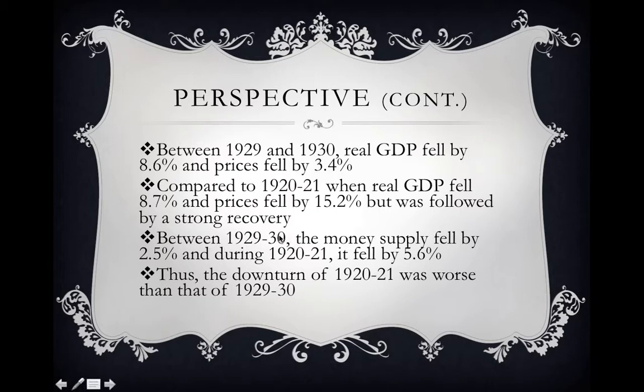Also, if we compare 1929-30 to 1920-21, we can see that in 1929 and 1930, the money supply fell by 2.5%, and during 1920-21, it fell by more than double that. So I want you to realize that the downturn in 1921 was much worse than 1929-30. The difference is that from 1921 to 1929, the economy picked up and there was robust growth. After 1929-30, we had a continuation of that downturn, and it got worse and worse and worse, going up until 1932, 1933, until we started to see some type of recovery.